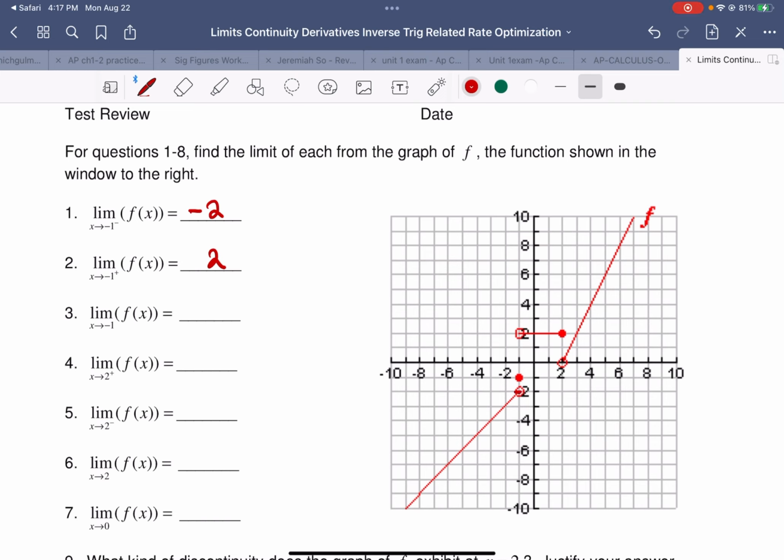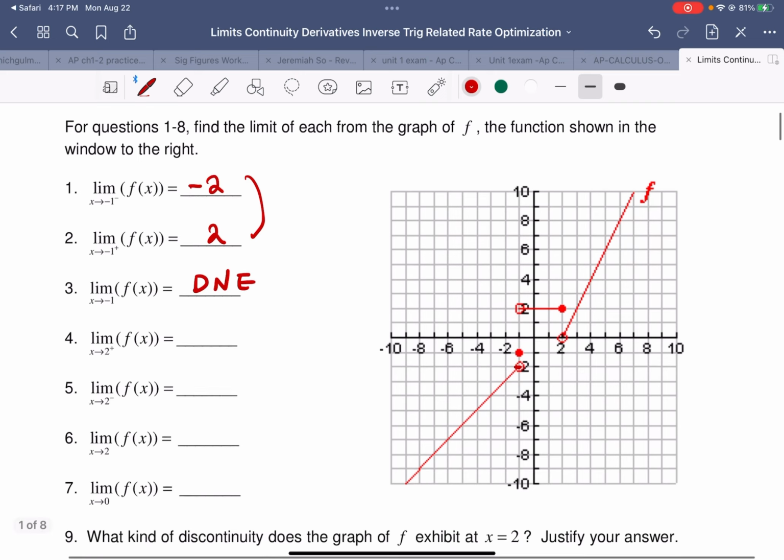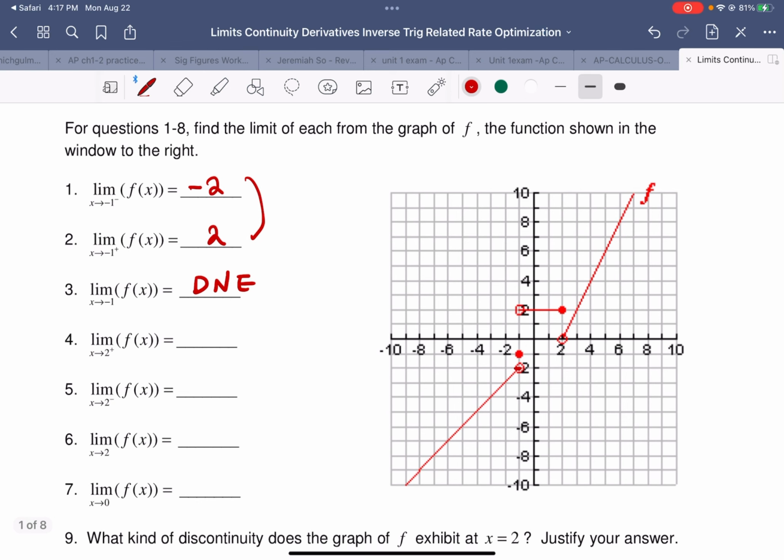Now, when x approaches -1, both limits don't match. That means you have to say it does not exist. Now number 4, limit as x approaches 2 from the positive side. So you follow this line here, so you approach 0 here, right? The y value is 0.